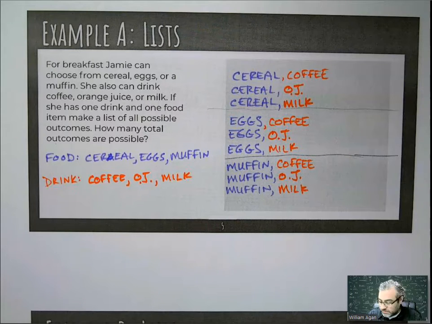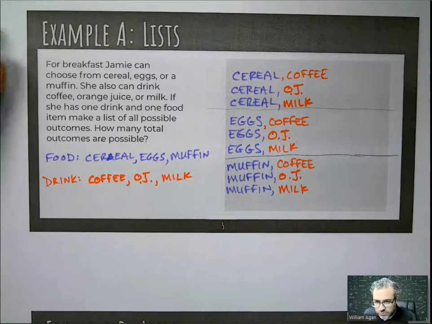And usually you won't have to make the list. Usually you're just going to have to pick the correct list from A, B, C, or D. Okay, so those are all the different combinations, all the different outcomes for her choosing one food and one drink.